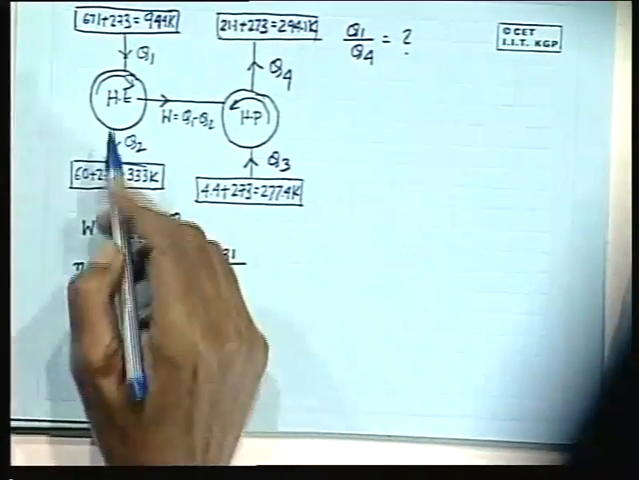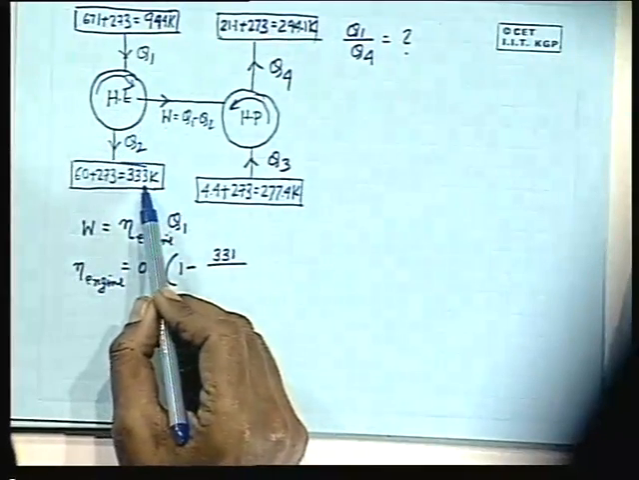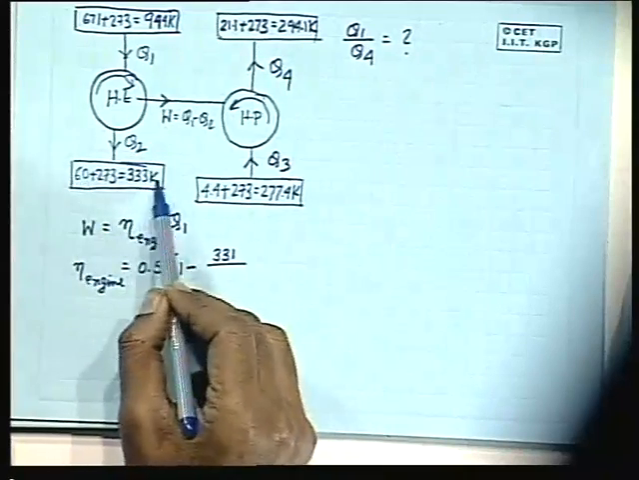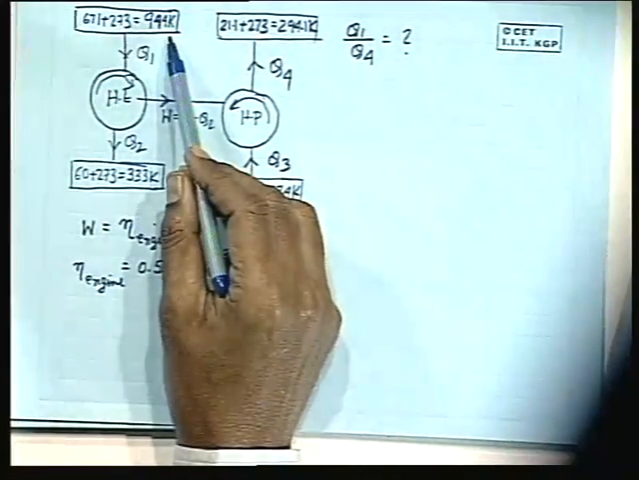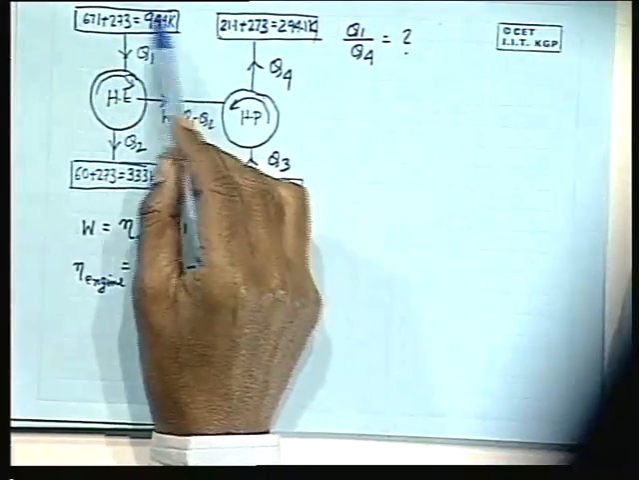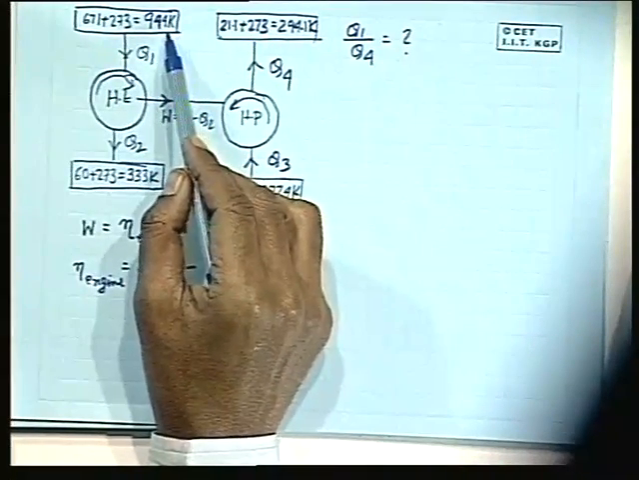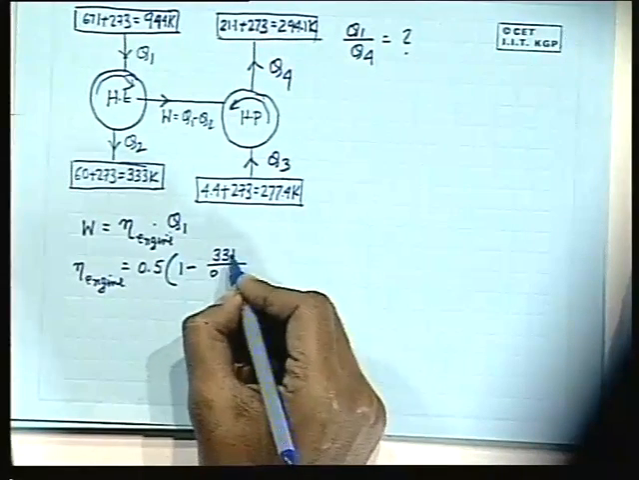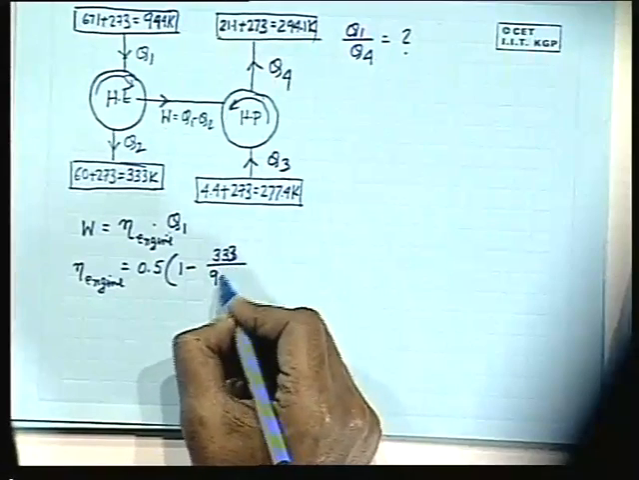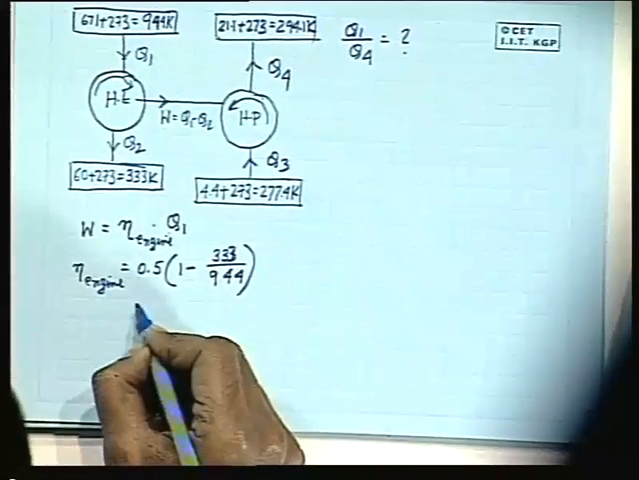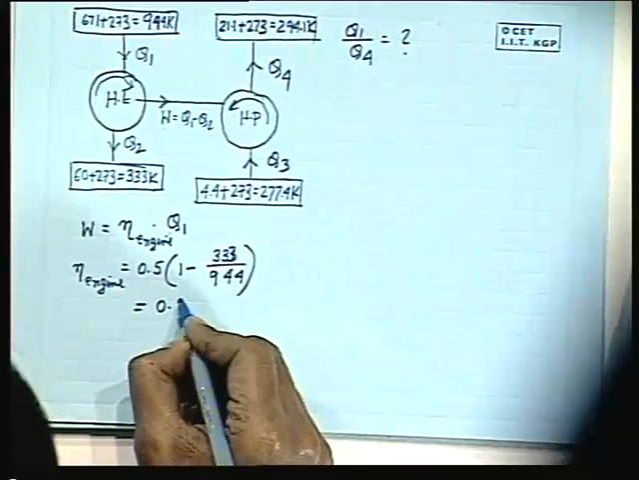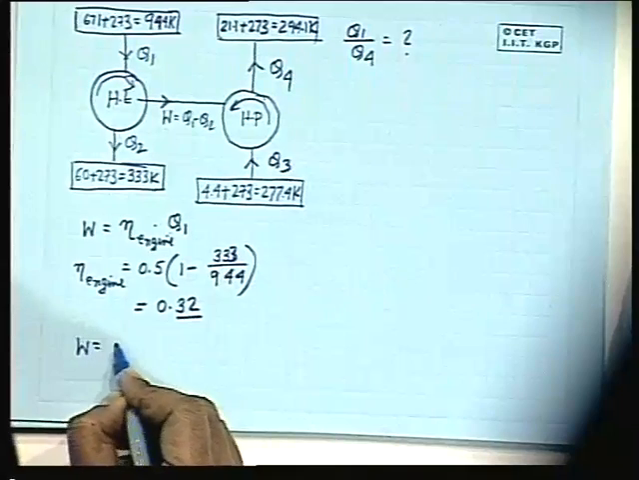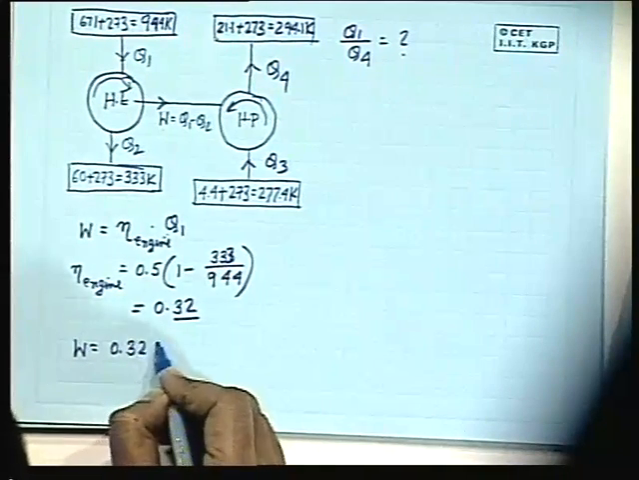We know the Carnot cycle, if this could have been a reversible heat engine. So, efficiency could be equal to, that is the Carnot's efficiency, 1 minus T2, that is the temperature of the thermal reservoir where heat is rejected, divided by T1, the temperature in thermodynamic absolute scale of the reservoir where heat is being taken, from where heat is being taken. That means 331 divided by 333, divided by 944. And if you equate this value, this will come to 0.32. So, therefore, we can write W is equal to 0.32 Q1.